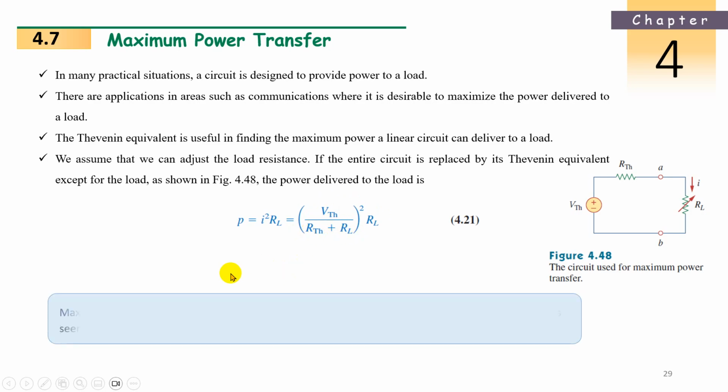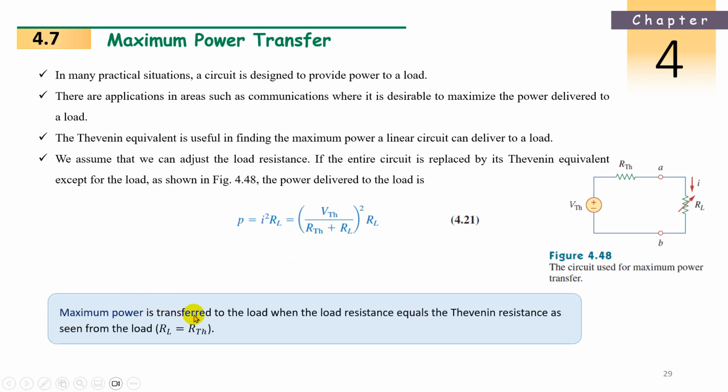We'll see that one. So maximum power is transferred to the load when the load resistance is equal to the Thevenin's resistance as seen from the load, RL and R Thevenin. Here I am varying the RL, so that when these two resistances are equal, then only the current will be the maximum. When current is maximum, power is maximum. So when these two are equal, then only maximum power is transferred.